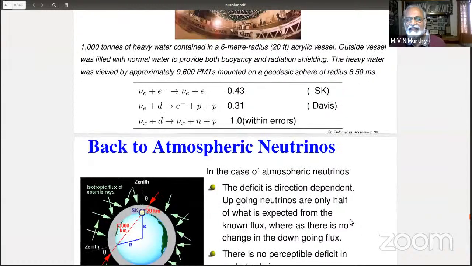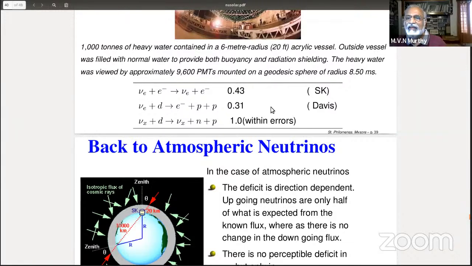and the solar neutrino problem is finally solved. Okay, so now I have another 10-15 minutes. I told Vivek Datar that I'll give him a little extra time. So let us go back. This is the end of the solar neutrino problem.